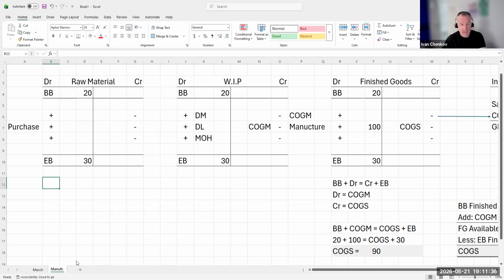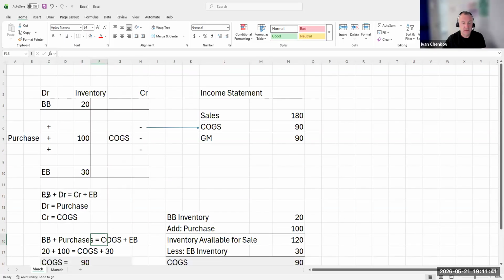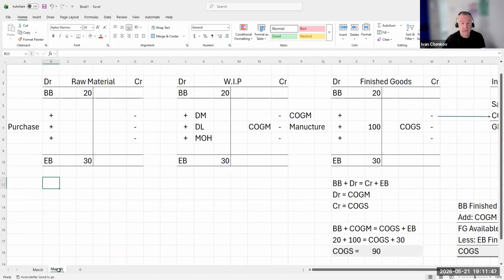In the previous case, with the merchandising company, it was easy. We have one inventory account, beginning balance plus the debit equal to the credit plus the ending balance, we're done. Here we have 1, 2, 3 accounts. What that means? That means we have to do this beginning balance plus the debit equal to the credit plus the ending balance 3 times. So first time we're gonna do it here, second time we're gonna do it here, and the third time we're gonna do it for the finished goods.